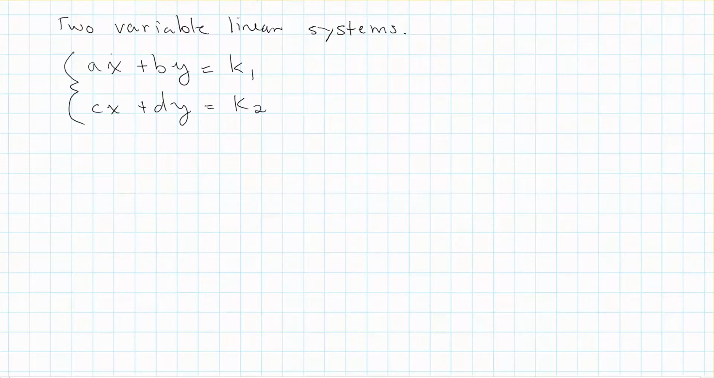And the key thing is, why are they linear? Well, the exponents on both the variables are 1, and if you think about the graphs, what are these? These are going to be straight lines. And so that's why these are linear systems. So we're going to be looking at two variable linear systems.